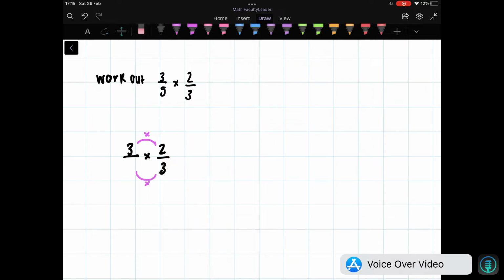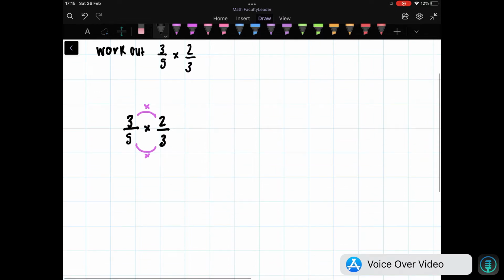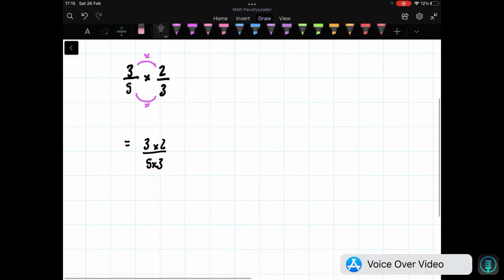In order to multiply the fractions together, we multiply the top two numbers together and then the bottom two numbers together. This means we will be doing 3 times 2 over 5 times 3. This will give you 6 over 15.